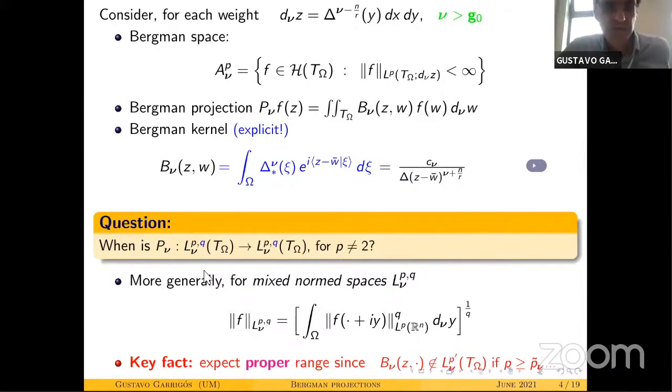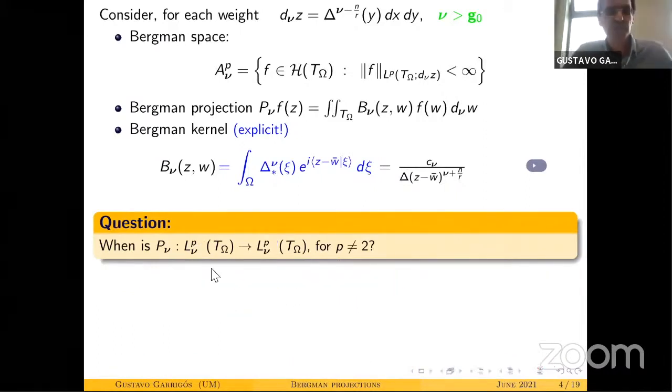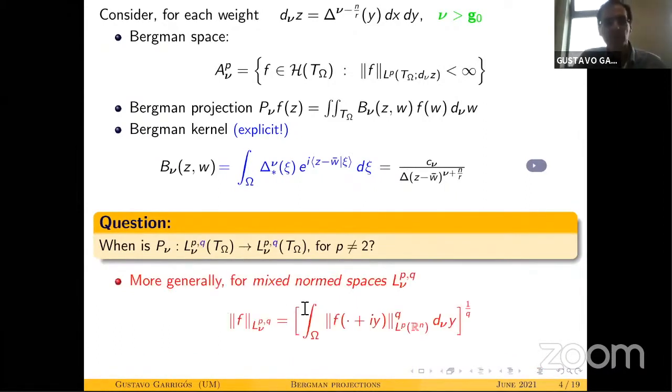So I put here that I will consider this question not just for LP, but also for mixed norms. This is very natural, and you will see soon in the proof why. So the mixed norm spaces for me are LP norms in the x variable and then LQ norms in the y variable with this measure that I'm considering, which is the generalized power minus n over r, which is the invariant part.